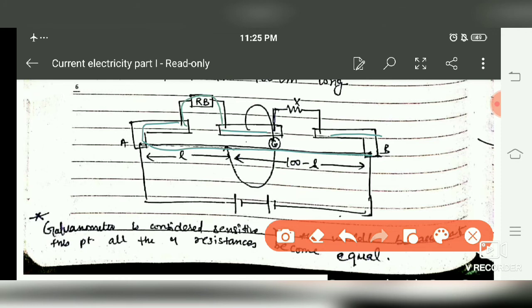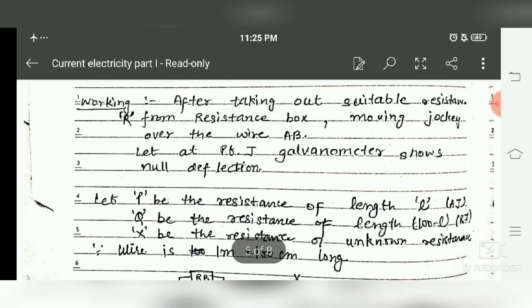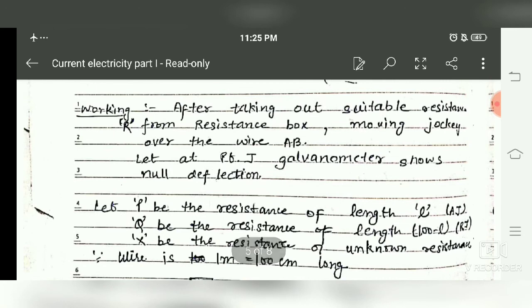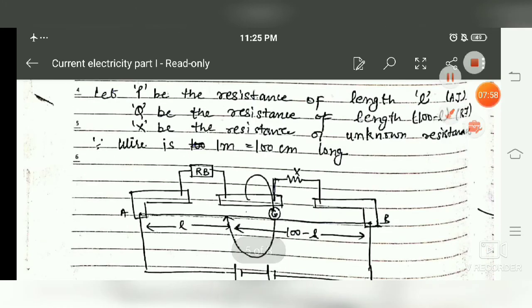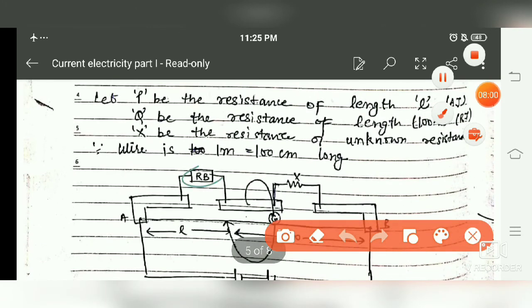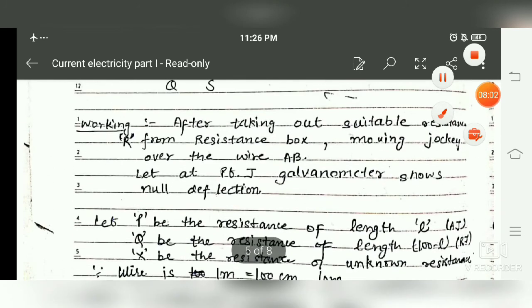This is for the first resistance box, this is for the second resistance box, and here the galvanometer is connected from here to here. It seems like first resistance, galvanometer, second resistance, third resistance, galvanometer, fourth resistance. So if we apply the balance condition, after taking a suitable resistance R from the resistance box, this R is a known resistance.